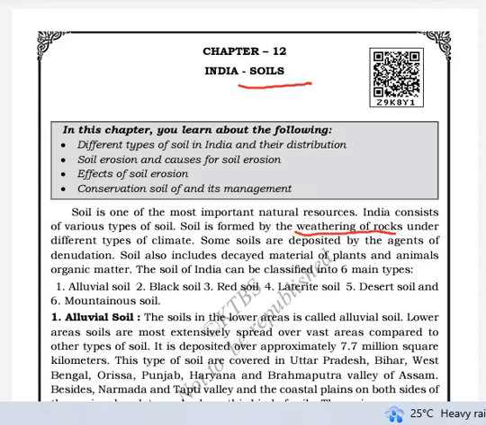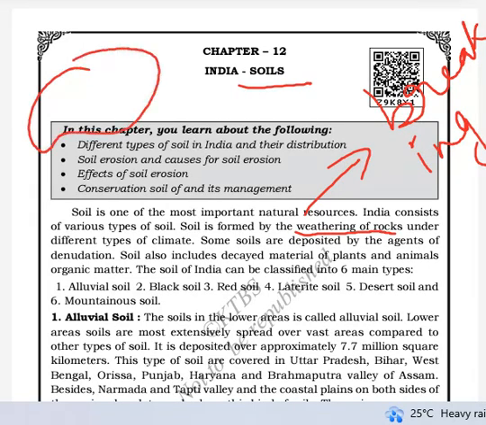So what is the meaning of weathering of rocks? Weathering means breaking down of rocks. Breaking down of rocks into small pieces. Means when the big large pieces of rocks are there under any pressure or temperature, these rocks will be broken down into small pieces, and further these small pieces will again be broken down into very small pieces, and finally we get the soil. That is called weathering of rocks, and it is a very long process. It takes many years to form soil.